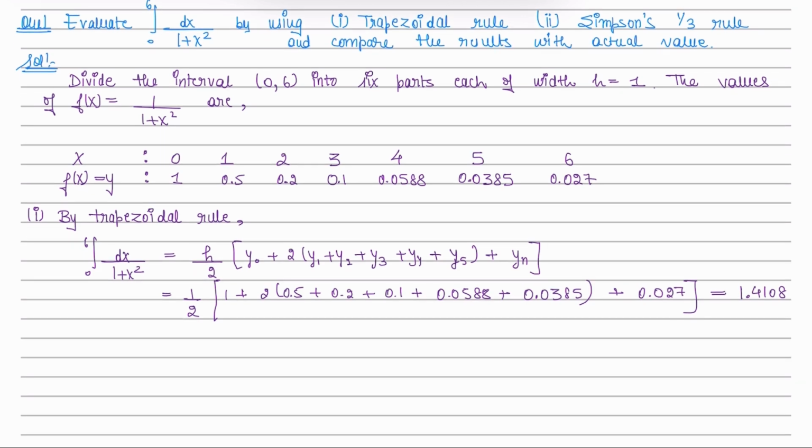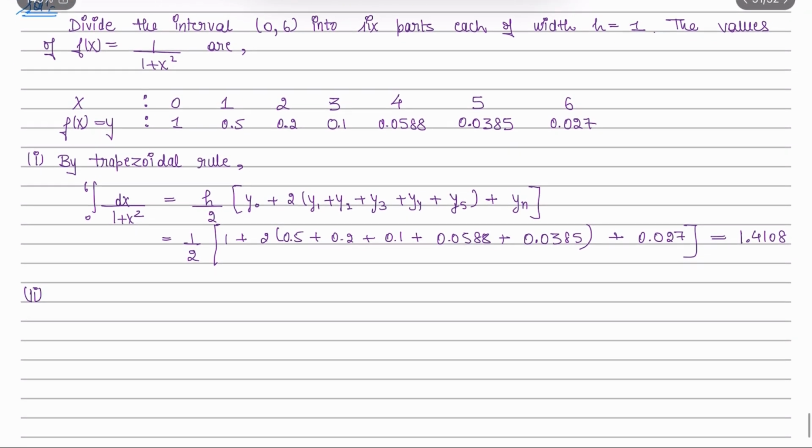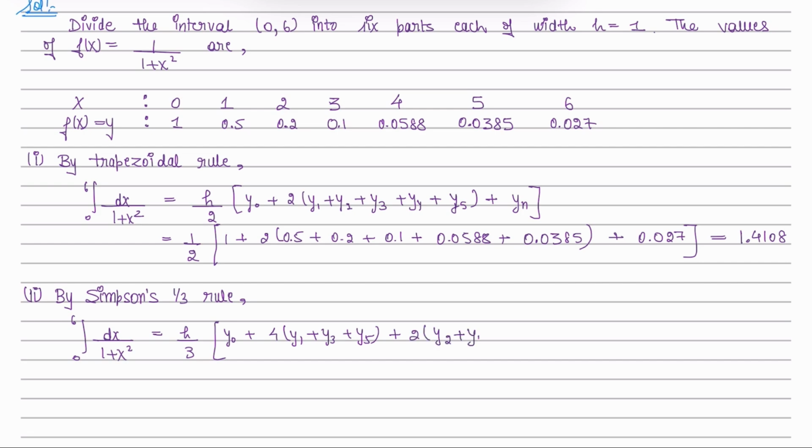Similarly, we can calculate the Simpson's 1/3 rule, integration from 0 to 6 of the given function is equals to, the general form says h by 3 into y naught plus 4 times the odd terms, which is y1, y3 and y5, plus 2 times the even terms, which is y2 and y4, plus the last term, which is y6.